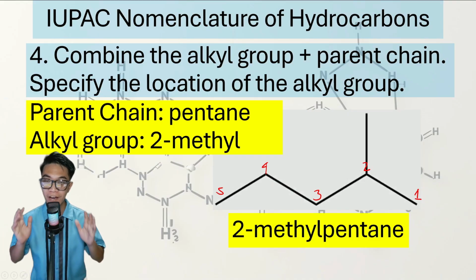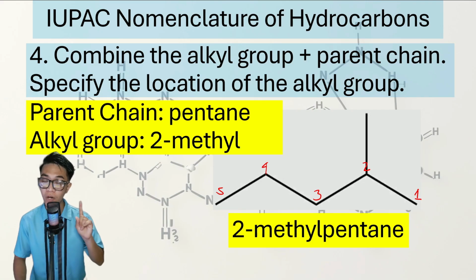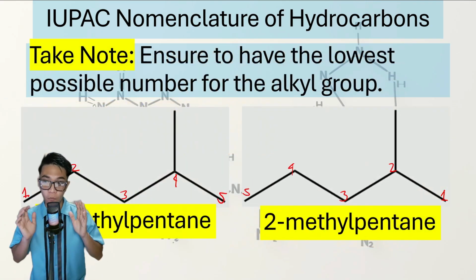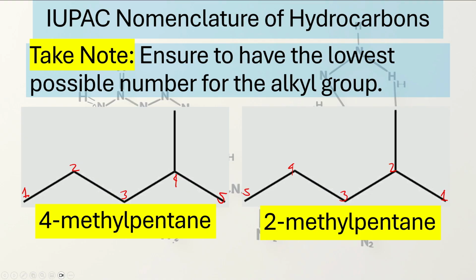But wait, we have to follow specific standards in naming our hydrocarbon, and one of these is that we have to ensure to have the lowest possible number for our alkyl group. So what does this mean? I have here two variations of our example from earlier. The one on the left is named 4-methylpentane, and the other on the right is 2-methylpentane. So which one of them is correct?